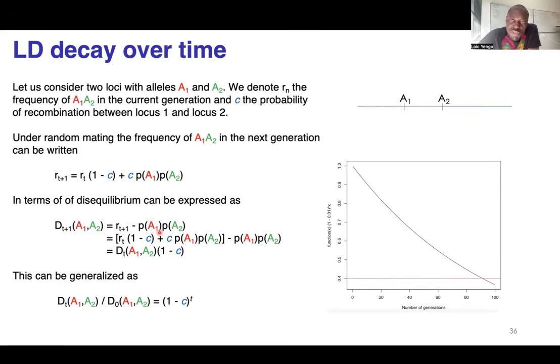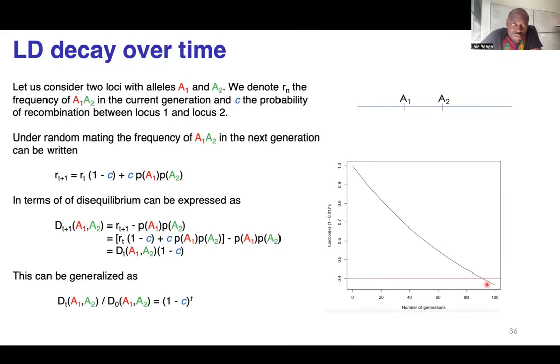So if you think about a recombination of 1%, you start with two positions that had a linkage disequilibrium of 1. After more than 100 generations, that linkage disequilibrium will drop all the way to 0.24, even lower than that. So the conclusion here is that linkage disequilibrium is not fixed.